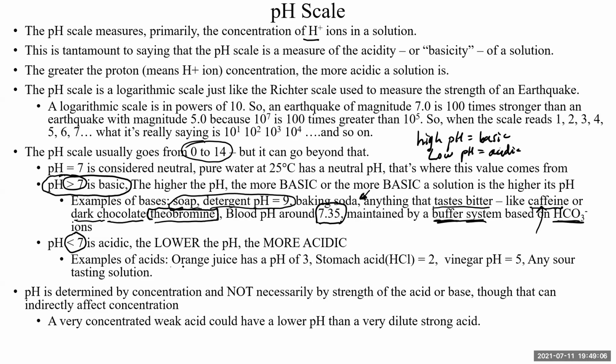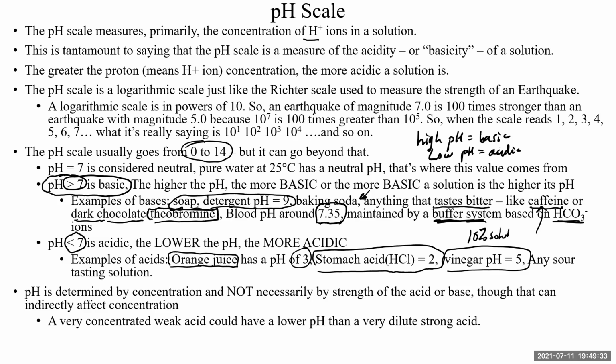Examples of acids. Orange juice: ascorbic acid and citric acid are some of the main flavorings for citrus juices. That's why they're sour. Stomach acid, hydrochloric acid. Your stomach has a pH of around 2. Orange juice has a pH of around 3. So does soda, Coca-Cola, etc. Vinegar has a pH of around 5. That's because vinegar is actually only about a 10% solution of vinegar. The other 90% is water. Anything that tastes sour is generally acidic.